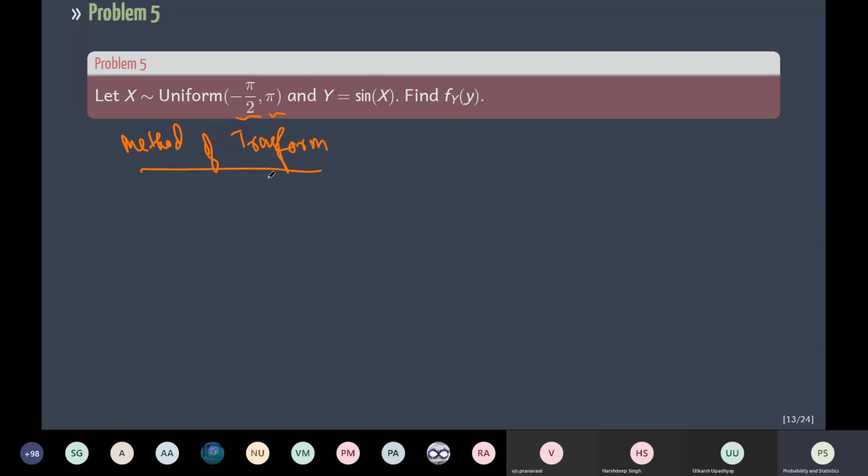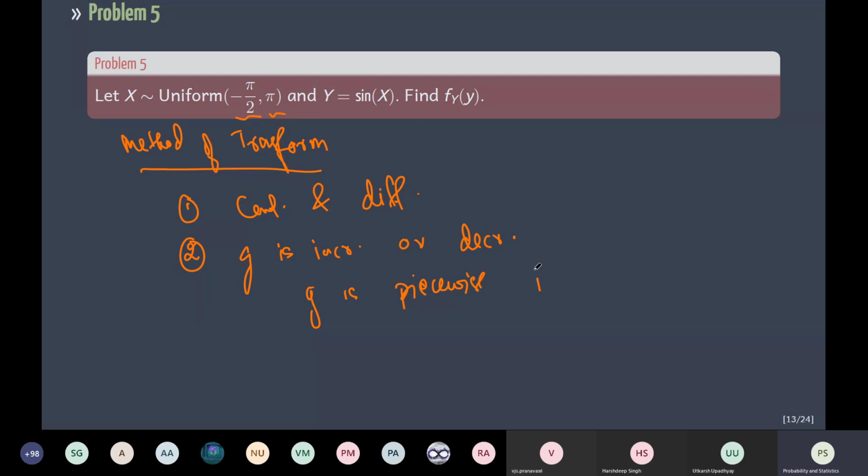So if we use the method of transformation, what were the conditions that we were requiring? It should be continuous and differentiable. Another thing that we needed was that there were many cases, right? Either g is increasing or decreasing, or the general case is where g is piecewise increasing or decreasing.